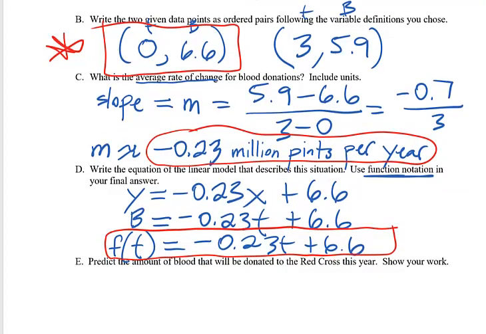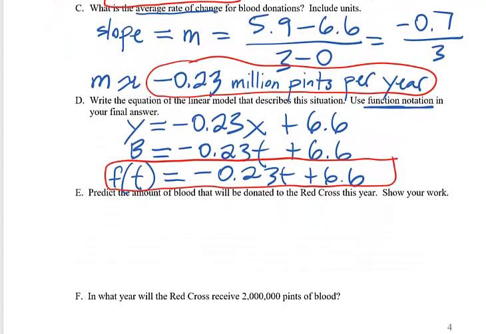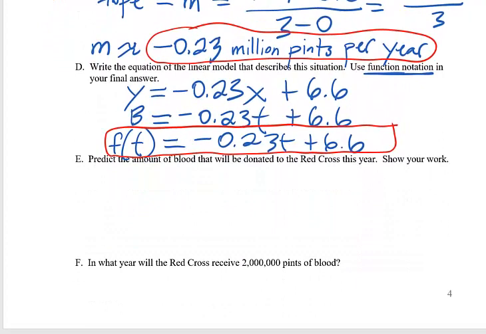Okay, let's just use it then to answer a couple of questions. First question, predict the amount of blood donated to the Red Cross this year. Now, this year depends on when you're watching this video. I am making this video in 2020, so I will use the year 2020. So how am I going to figure out a prediction for how much blood is donated in the year 2020?